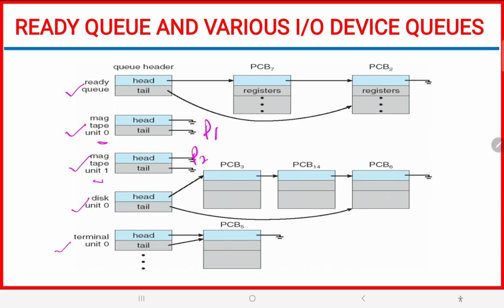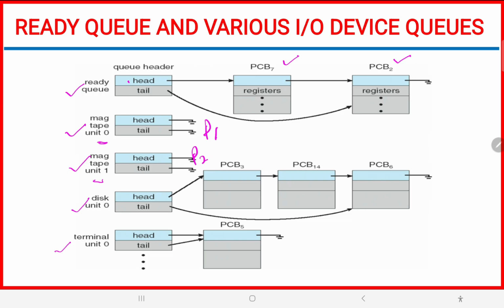So if you observe over here, as far as the ready queue is concerned, in fact for all the queues over here, the header part contains two components. One is head and the second one is tail. So in the ready queue, as of now, we are having two PCBs. PCB is process control block. PCB number 7, suppose it is representing process 7, and this is PCB number 2, suppose it is representing process 2.